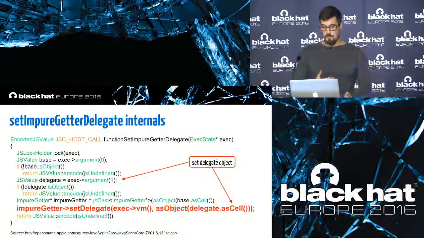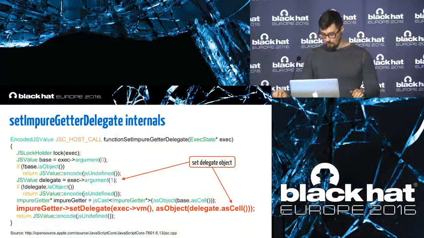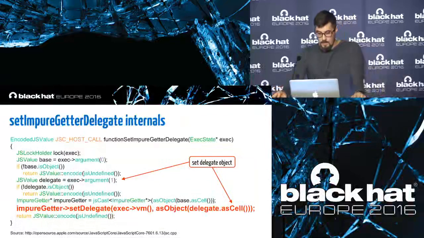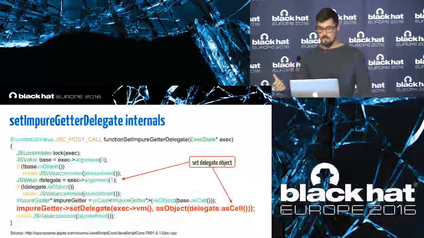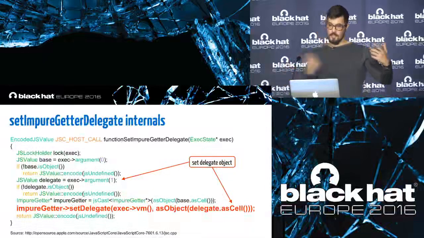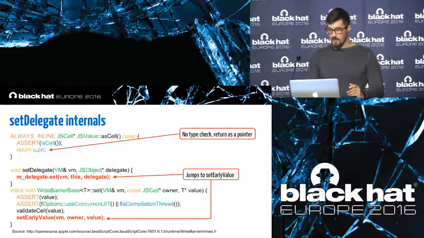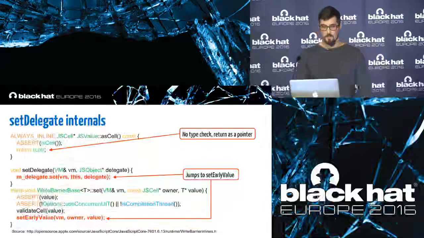So what is the problem? The problem is in the setImpureGetterDelegate binding, which is backed by the function setImpureGetterDelegate in C++. So what does it do? It gets 2 arguments. The first is the impure getter, and the second is any JS object that will be set as this impure getter delegate. And it calls a set delegate. What does a set delegate do? It calls set, which finally calls setEarlyValue.